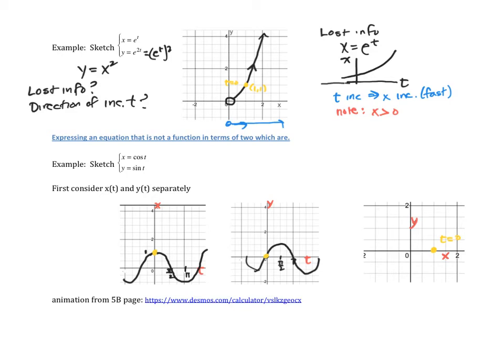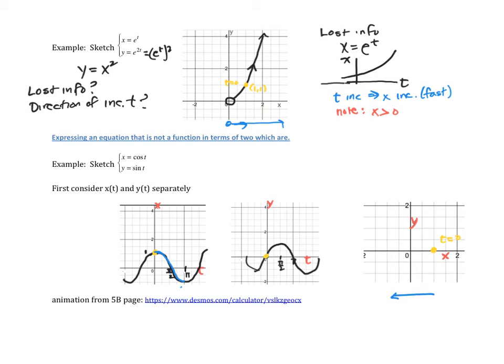Just so I have some place to focus my attention. All right, so then what happens? What happens on this next part of the graph here, say, is x goes from 1 to negative 1. So that means as t increases horizontally, we're going from 1 to negative 1.